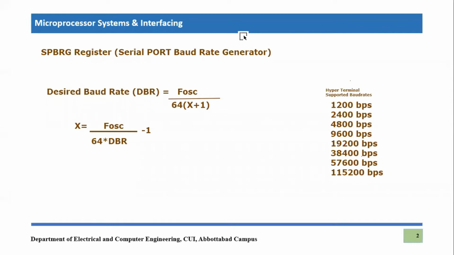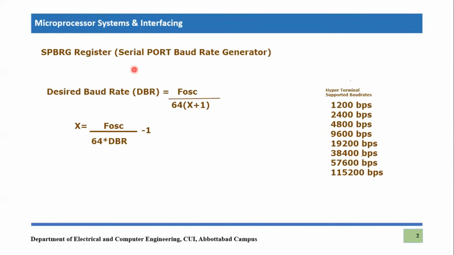Okay, so let's discuss what the SPBRG register is. The name SPBRG is basically an acronym for Serial Port Baud Rate Generator. As its name suggests, this register is used to define a certain baud rate for serial port programming. We will be using the serial port to communicate with another device, maybe a computer or another PIC18F microcontroller.